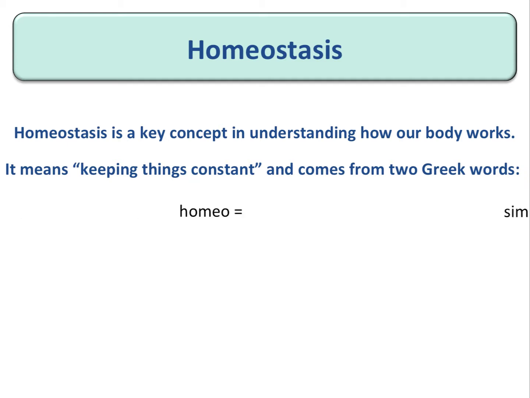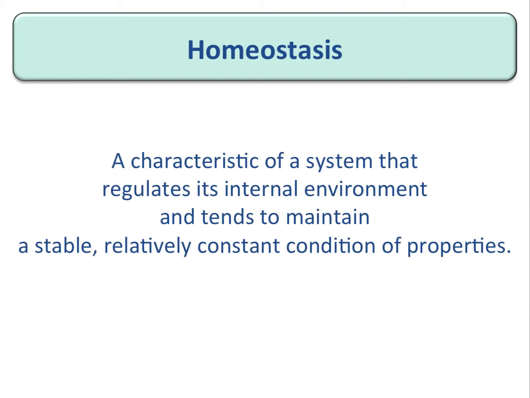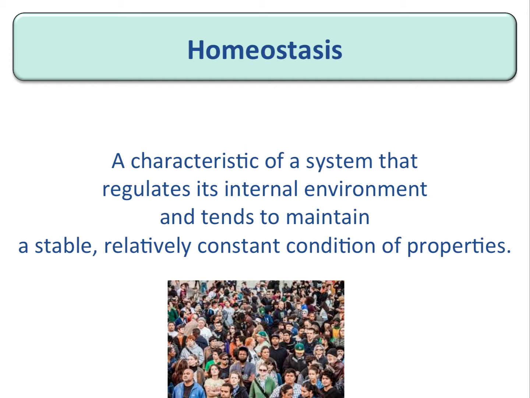A more formal definition of homeostasis is a characteristic of a system that regulates its internal environment and tends to maintain a stable, constant condition of properties. This regulation is carried out through control systems or homeostatic mechanisms in the body. Each individual uses homeostatic mechanisms to keep body levels within a normal range. Normal ranges can vary from one individual to another.